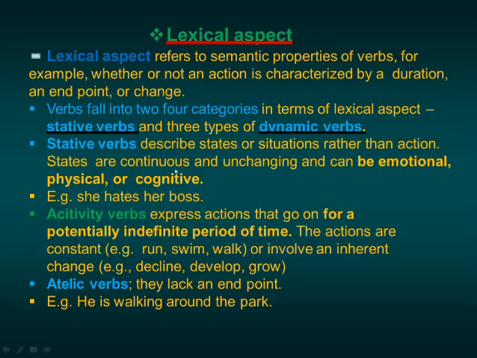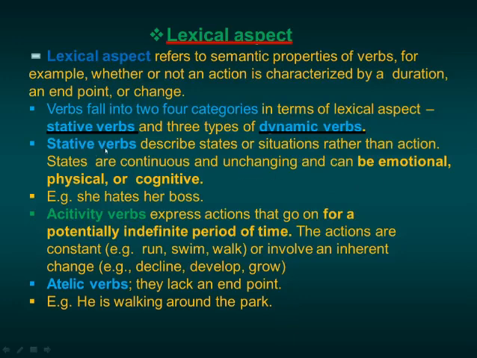States are continuous and unchanging and can be emotional, physical, or cognitive. So stative verb is a verb, in simple way, we can define it as a verb that is not moving. Okay, it is mostly related to our emotional things or physical or cognitive. Cognitive means they are about our thought. States are continuous and unchanging.